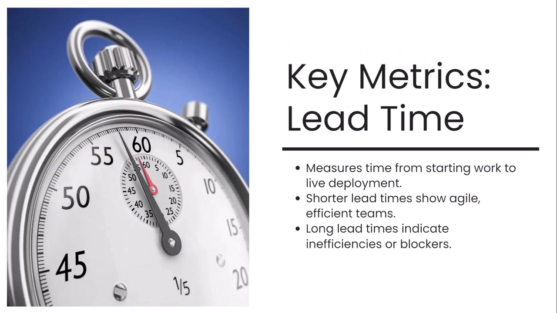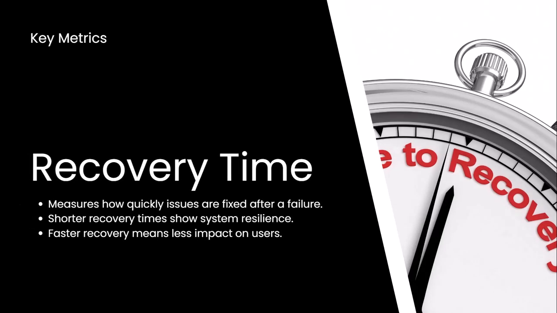Next, we look at lead time. This is the time it takes to go from starting work on a feature to having it live in production. The shorter the lead time, the more agile the team. Long lead times might indicate that there are inefficiencies or blockers slowing down the process. Then there's recovery time, a measure of how quickly we can fix things when something goes wrong. No system is perfect, and failures will happen, but the quicker we can resolve issues, the less impact they'll have on users. Short recovery times demonstrate resilience and a well-functioning CI/CD pipeline.